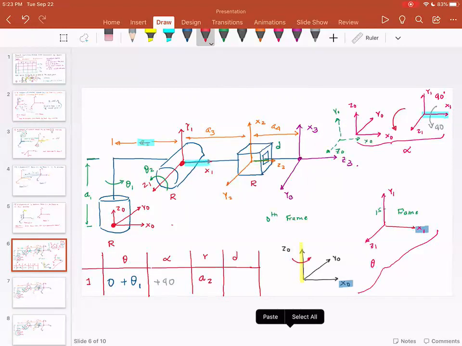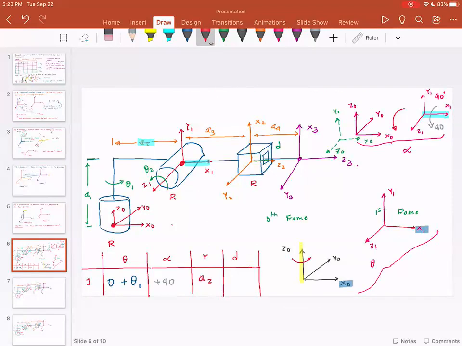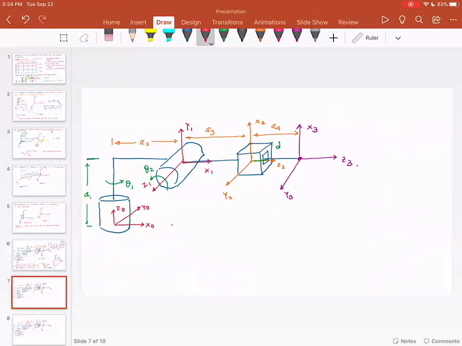And D2, let's look at the D2. D2 is the distance between the current frame and the previous frame along Zn minus 1. So this is the current frame, previous frame, and the distance that is along Zn minus 1 is A1. So that is how you can find out the first row of the DH parameter table. Now let's look at the second frame.